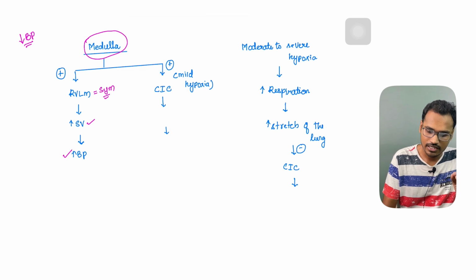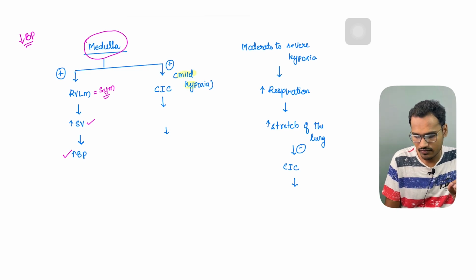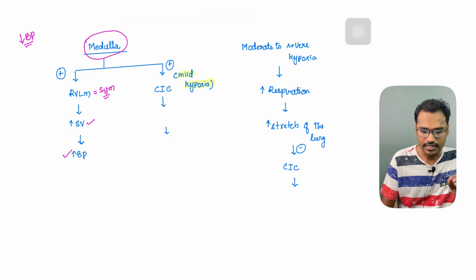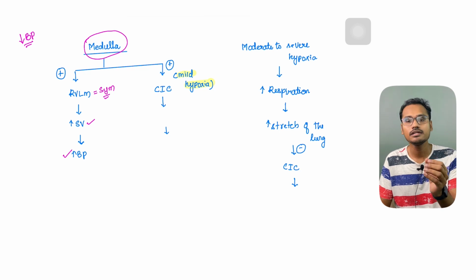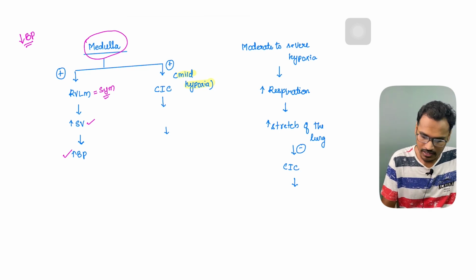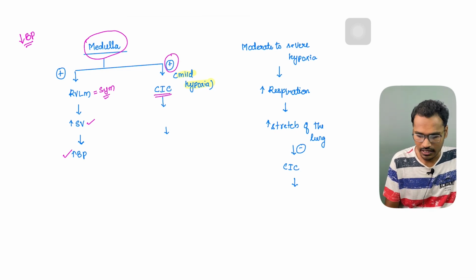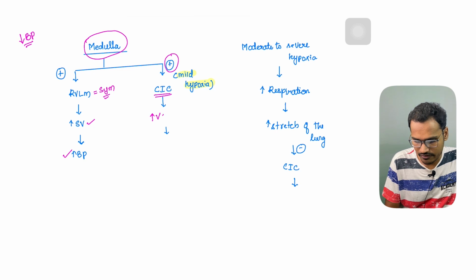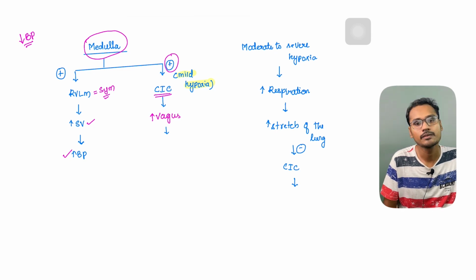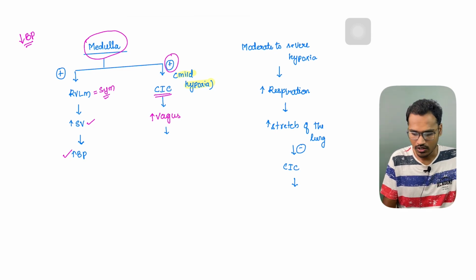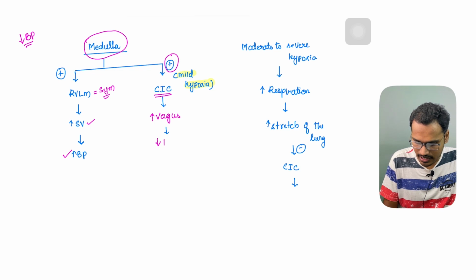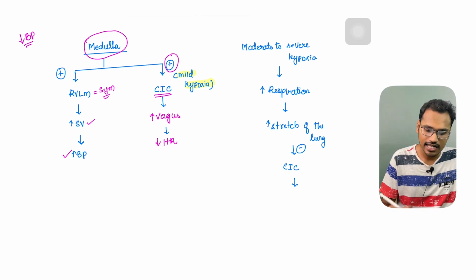Suppose the patient is having mild hypoxia. At that time, it is going to stimulate the cardio-inhibitory center, the CIC. If the cardio-inhibitory center is stimulated, there is going to be an increase in the vagal efferents. This vagus is going to decrease the heart rate. So there is a catch here.